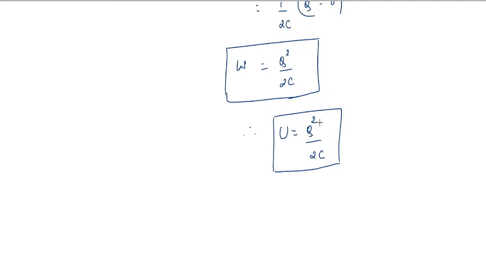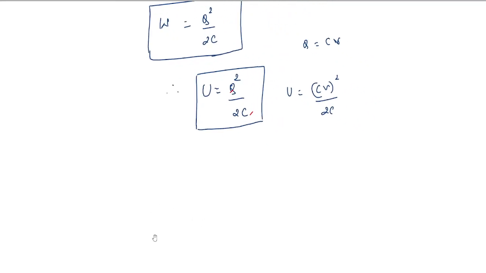We can write this in another form also. Here U is in the form of Q and C. We can write U in terms of something else also. For example, Q is equal to C into V. We put it back here. We get U is equal to (CV) the whole square by 2 into C. That is C square V square by 2 into C. From here, one C gets cancelled. Therefore, U is equal to half CV square. This is another form of U.